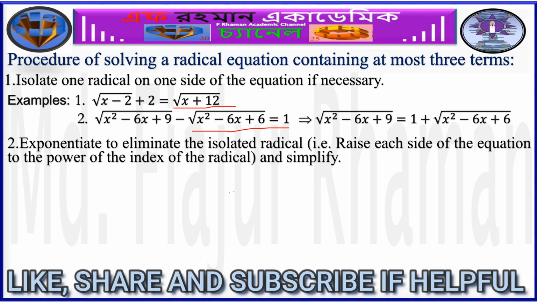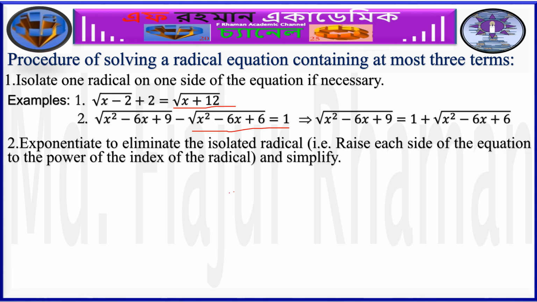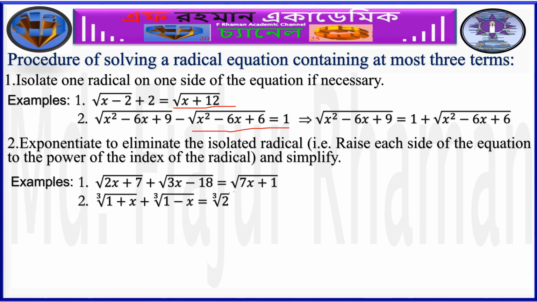Step 2. Exponentiate to eliminate the isolated radical. That is, raise each side of the equation to the power of the index of the radical and simplify. Let us consider 2 examples for making it clear. The isolated radical on the right side of the first equation is square root. That's why we are to square both sides of this equation for simplifying it. And the isolated radical on the right side of the second equation is cube root. That's why we have to cube both sides of this second equation for making it simple.